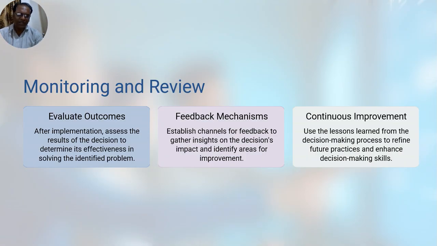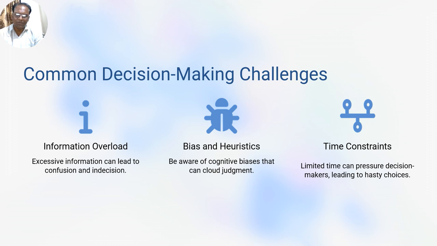Now, monitoring and review should be done. Evaluate the outcomes: after implementation, assess the results of the decision to determine its effectiveness in solving the identified problem. A feedback mechanism should be there to gather input and identify areas for improvement. There should be continuous improvement to refine future practices and enhance decision making skills.